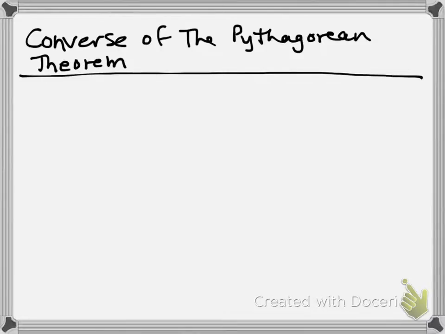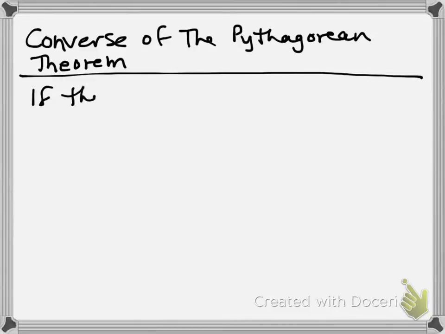Okay. So in this one, we're not told we have a right triangle. What we're told is we have 3 measurements for the sides of a triangle. Our job is to determine if it's a right triangle. Okay? So this is what it says.